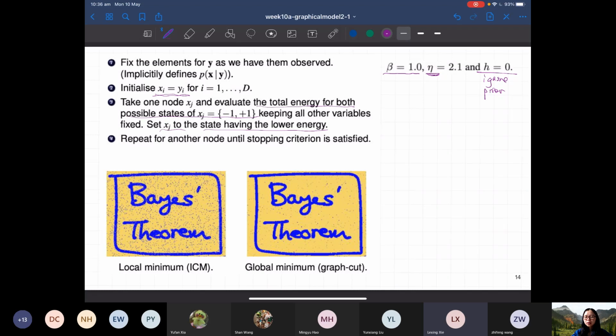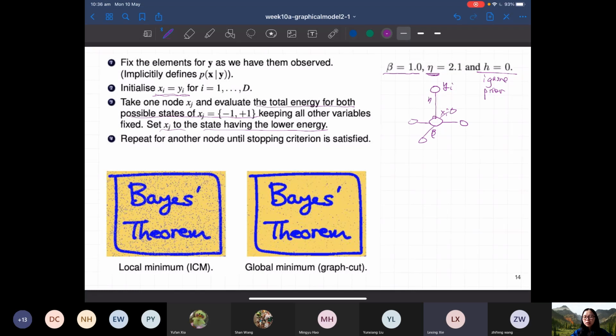So here's the intuition, right? I'm just going to draw an xi and yi. The weight on this edge is eta, and the weights on the edges to the other pixels are beta. We know that eta is roughly twice beta and a little more, right? And there are 4 neighboring pixels.